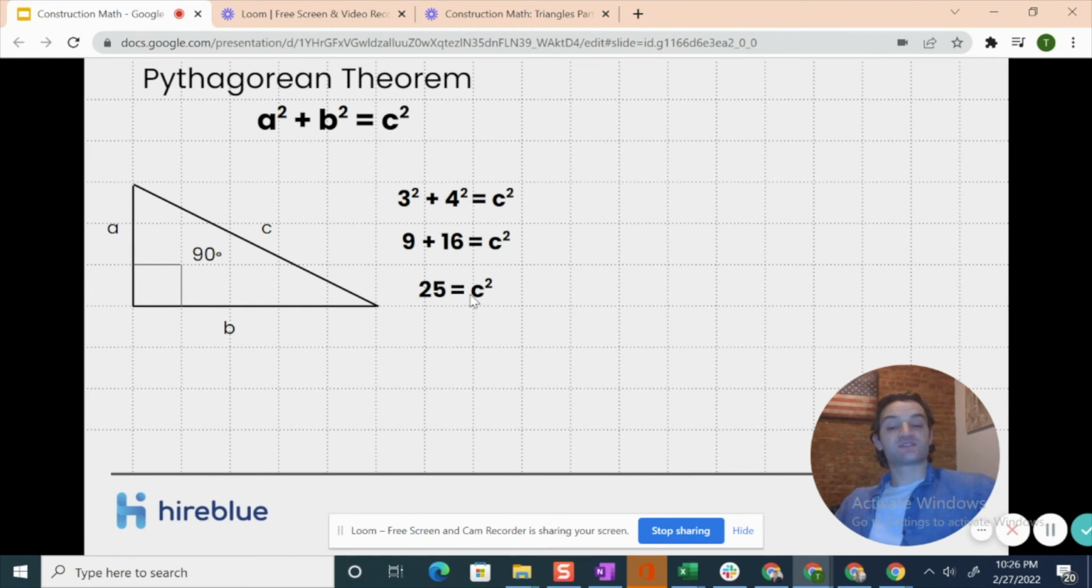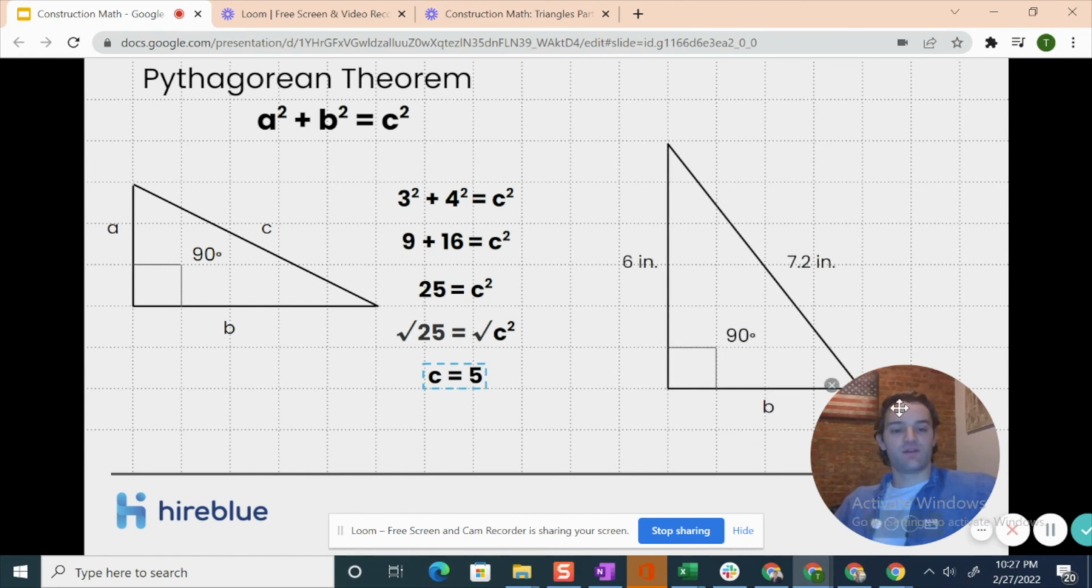So we have to take the square root of C squared to get C. And as you know, in basic algebra, what we do to one side of the equation, we have to do to the other side. So if we take the square root of C squared, we get C. And if we take the square root of 25, we get 5. So C is equal to 5, proving out the 3-4-5 ratio.